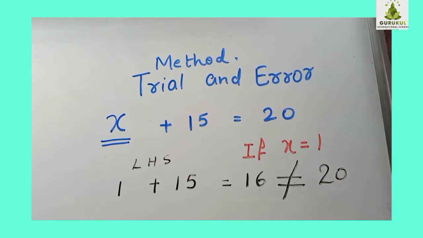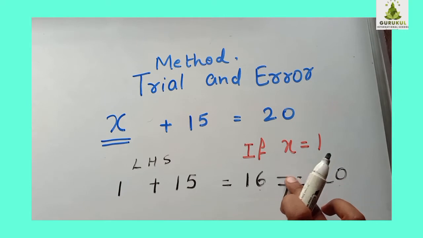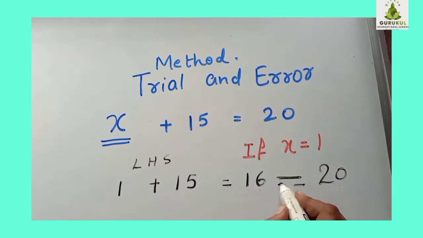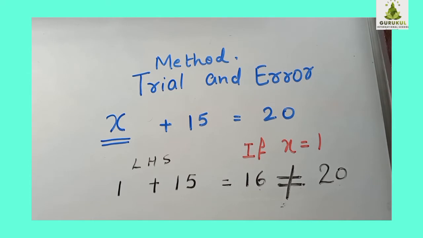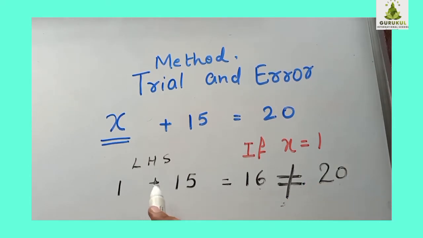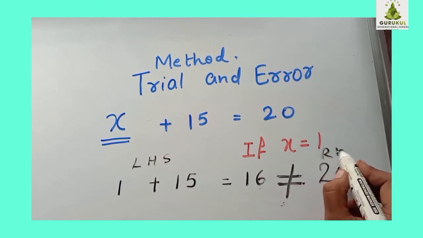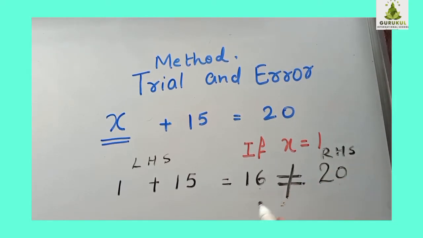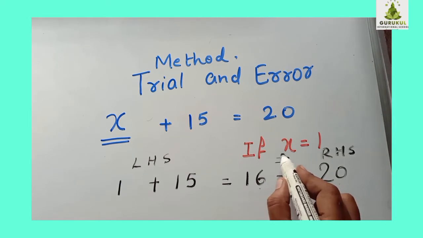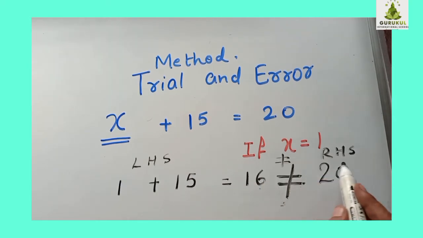So this is not equal, and I put it this way. Is it clear? Not equal can be written this way: first put one equal sign and then a not equal to sign. Is this clear to you? Now for x equals 1, LHS is not equal to RHS. This is the RHS. So they are not equal. Left hand side is not equal to right hand side. Is it clear?